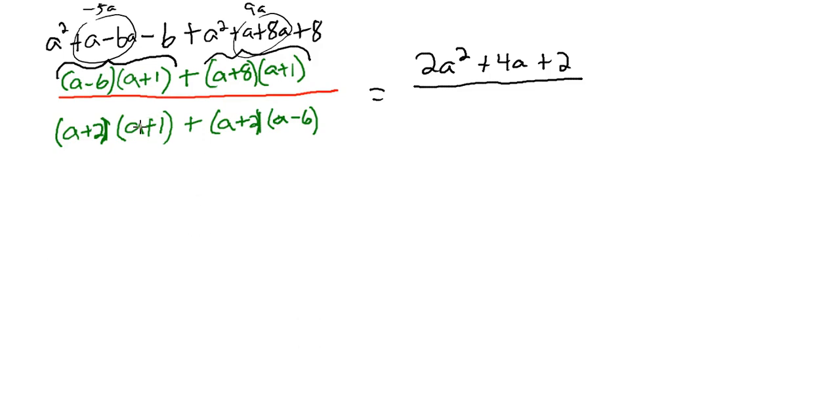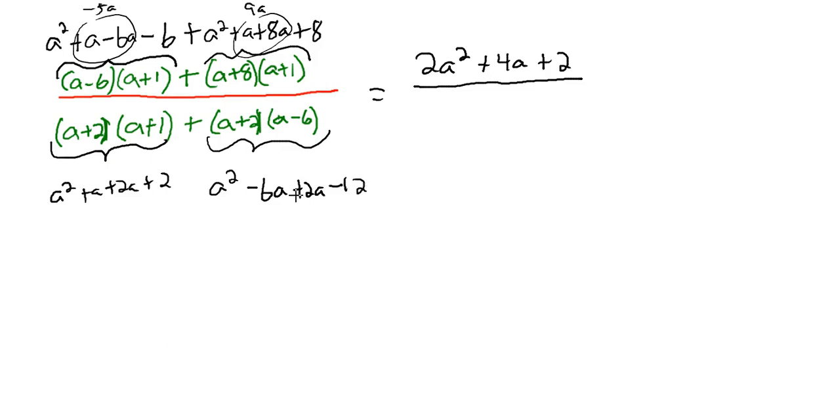So again, pause the video, see if you can work out what the denominator should look like, and then resume the video to see if you have the right result. What you should get is a squared plus a plus 2a plus 2 from the first set. From the second set, you should get a squared minus 6a plus 2a minus 12. Then we're going to add those two things together because we have a plus sign here. This is going to be 3a. This is going to be negative 4a. So we'll have 2a squared again, because a squared plus a squared gives me 2a squared. 3a minus 4a would be negative a, and then 2 minus 12 is going to be negative 10.